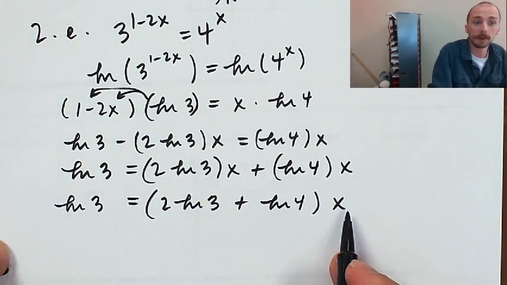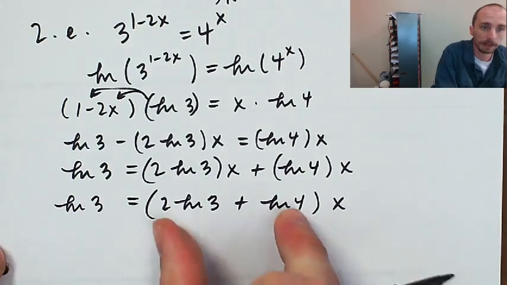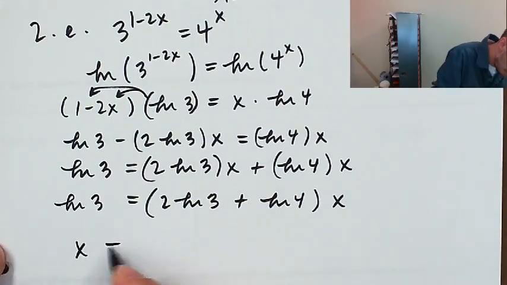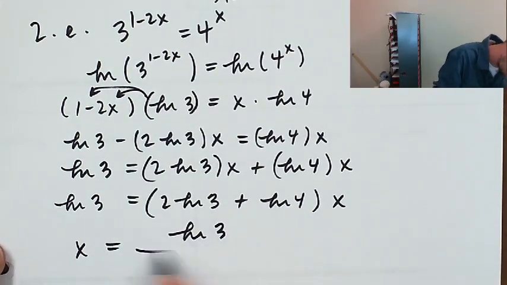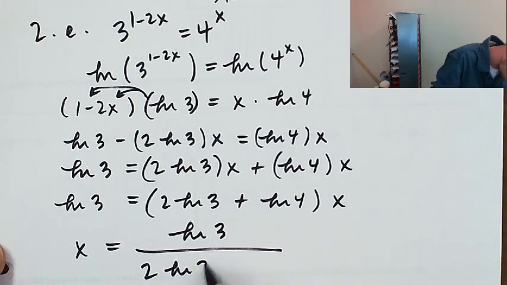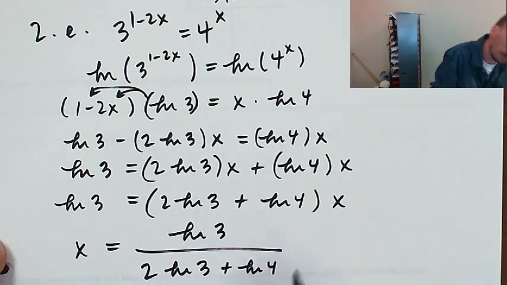And then I'll solve for x by dividing. Okay, so I'm going to divide log 3 by this number. It seems bad, but this is an exact answer, right? Natural log 3 divided by 2 natural log 3 plus natural log 4.